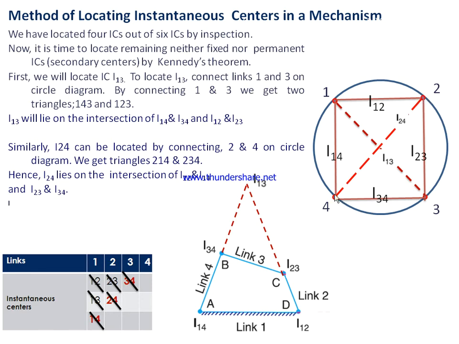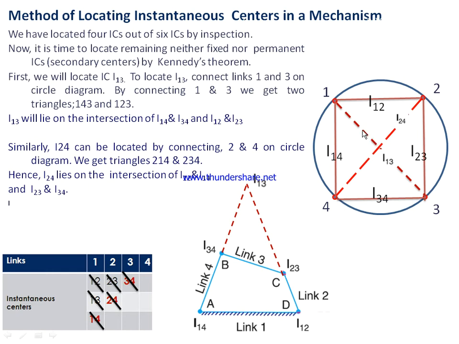When you connect these two links 2 and 4, it gives rise to two similar triangles 214 and 234. I24 lies on the intersection of I12 and I14, and similarly I23 and I34. So I24 is this.